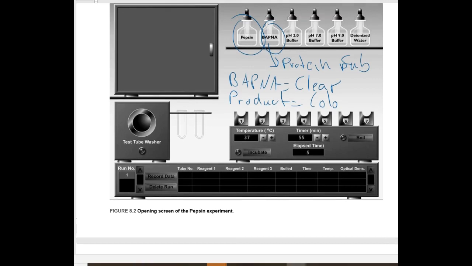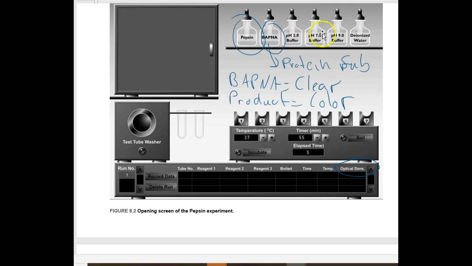All this machine down here is measuring is optical density, which is just how dark is the solution. If something is optically dense, that means light is not passing through it. So the darker yellow the solution becomes, that means more BAPNA was processed by the pepsin. So really our product is color, or yellow BAPNA as opposed to clear BAPNA.